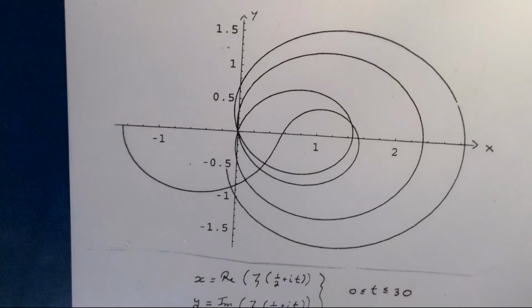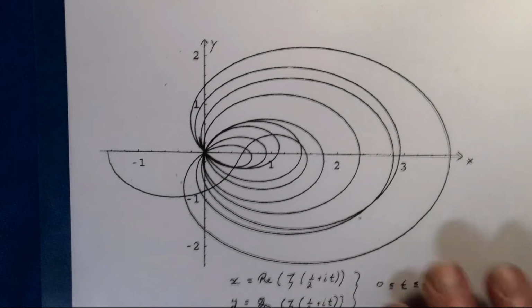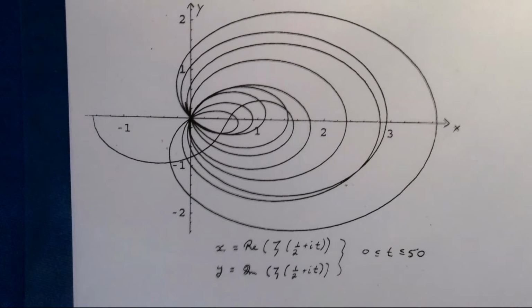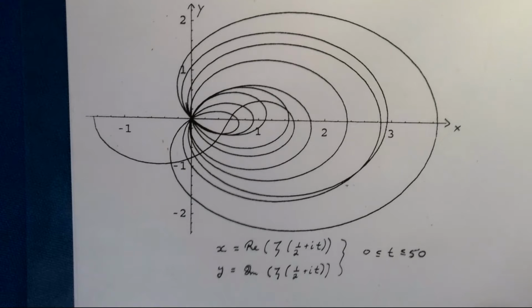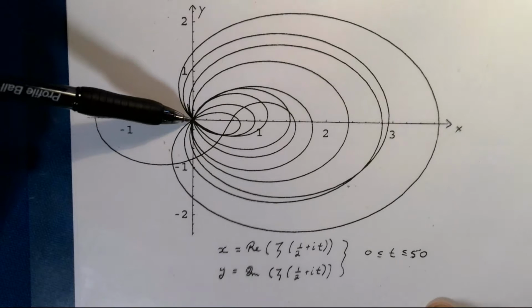A slightly more dramatic picture: I did it again for t going from 0 to 50, and once again you can see as t varies up that line, the values of the zeta function spin around, and we're getting lots and lots of zeros between 0 and 50.